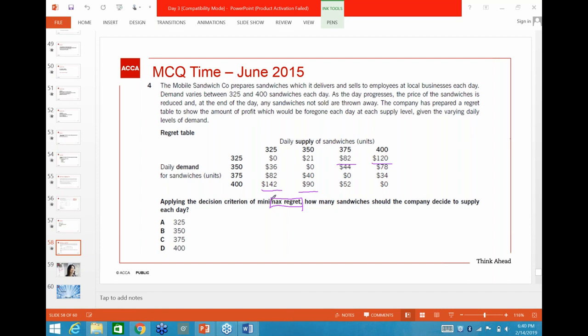Then look at the minimum from the four figures underlined. Don't look at anything else now. This is useless. These three are useless. From the underlined figures, what is the minimum? Answer 375. C for cat.